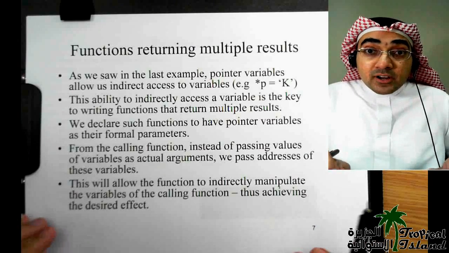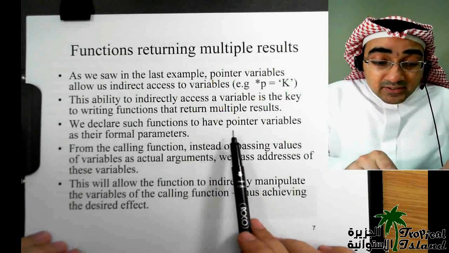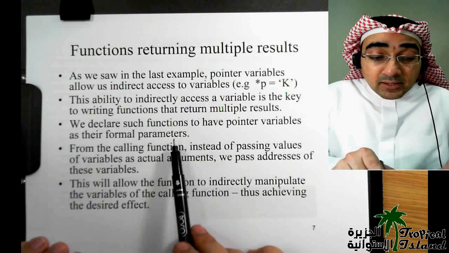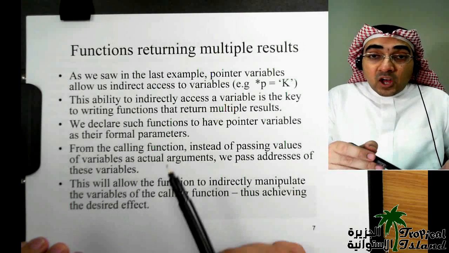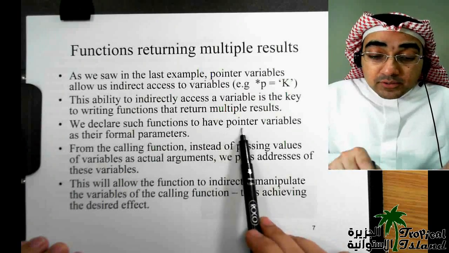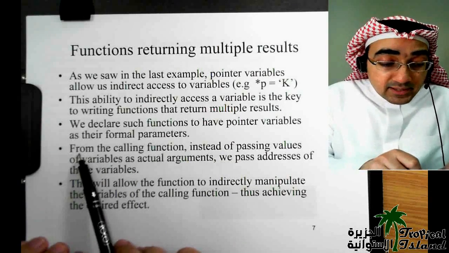So pointer variables can actually go anywhere in the memory and write something for you. We declare such functions to have pointer variables as their formal parameters. When we want to return values as an output argument, or multiple values, we use them as formal parameters and we make them of type pointer variables. I'll have an example in the next slide and I'm going to show it to you.